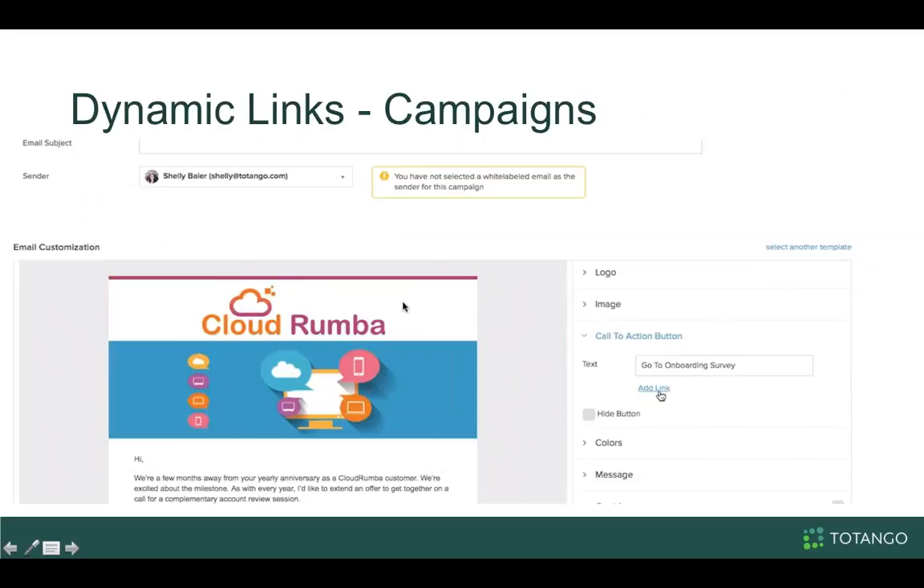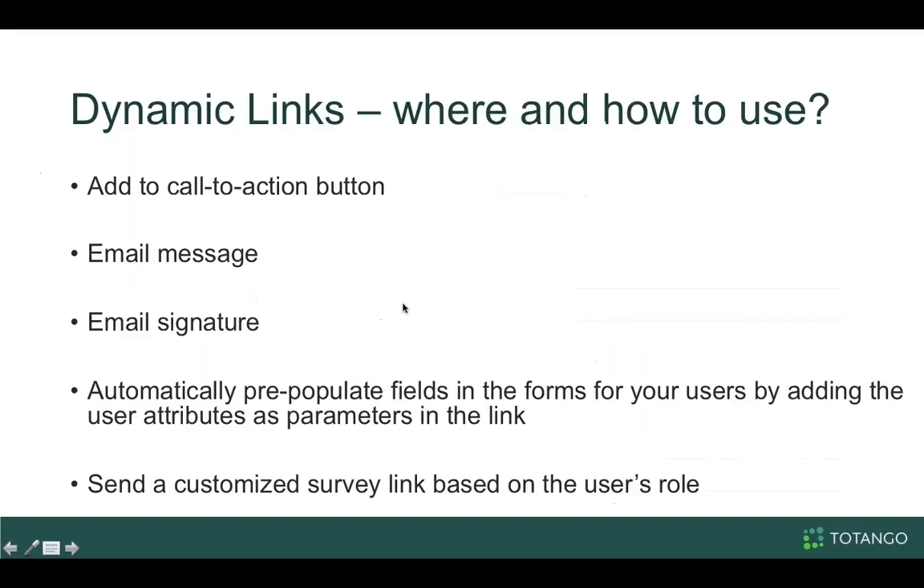And then dynamic links. So in the campaigns now, you can add dynamic links to a few different sections. And then we'll actually talk about which and where, how to use it and where to find this. So specifically on the call to action button, you can add a specific dynamic link now and embed specific parameters there. You can add it to an email message, an email signature, and then you can automatically pre-populate fields and forms for your users by adding the specific user attributes as parameters in your link, which is a really cool time saver for your end users.